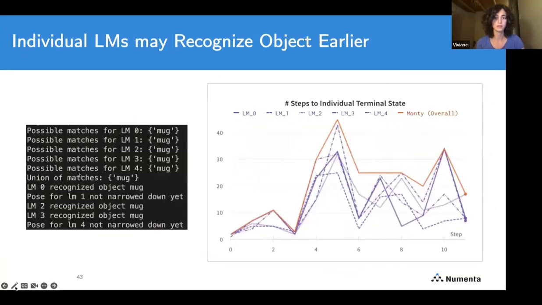Yeah, one thing is that the terminal condition is something that needed to be adjusted, and it's a bit of a question, what's the best way to do it? Some learning modules may have already recognized the object after a few steps, but some other learning modules may not have, for example, the pose narrowed down yet. So overall, if we want every learning module to have uniquely narrowed down the object and pose for the episode to finish, it takes longer than if we just look at one learning module individually.